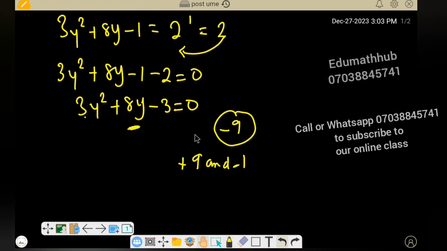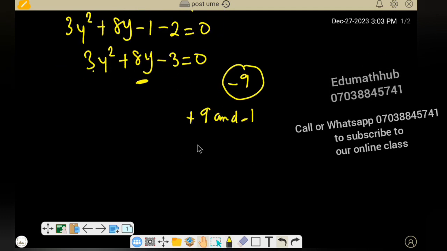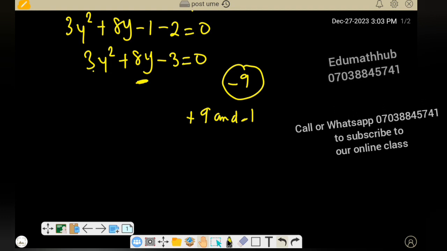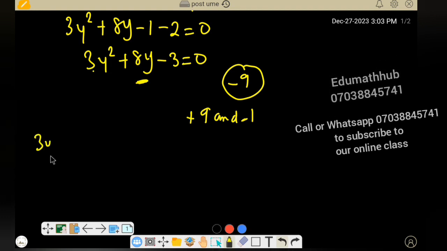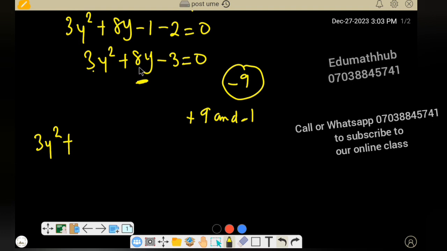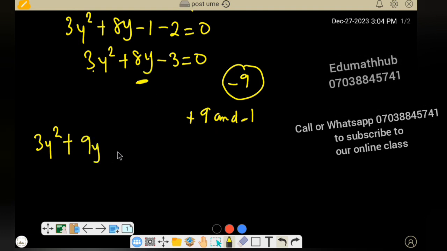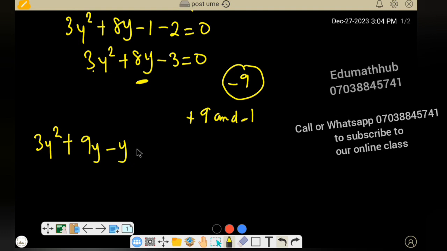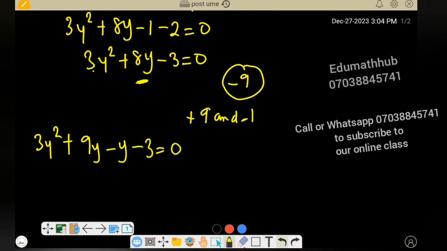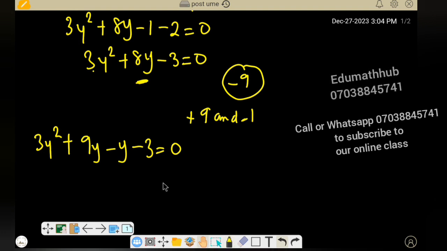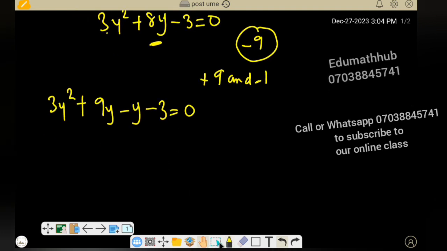So if you write this, it's going to look like 3y squared plus, now I have 8y, I won't write 8y, I'm going to write 9y. Then I have minus 3. I'm going to write minus 1, but that's minus y. So minus 3 is equal to 0. Then from here you can now factorize it. You group them together and factorize.